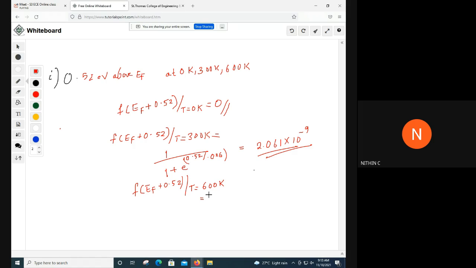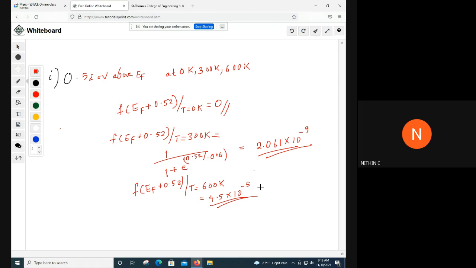Anyone with the answer? Very good. 4.5 into 10 raised to minus 5. That's the correct answer. Did everyone get this answer? Okay, good going. 4.3, fine. 4.3 into 10 raised to minus 5, then that should not change. 4.3 or 4.5 is fine.